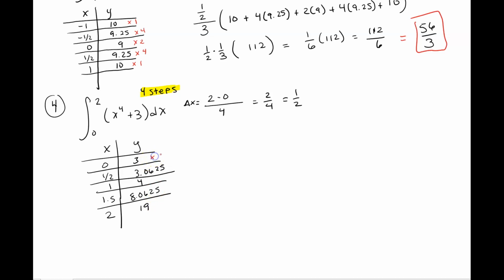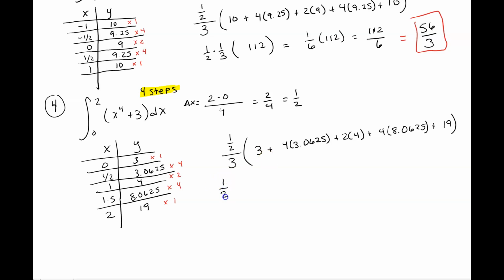So the first value is going to get multiplied by 1, the second one by 4, the third one by 2, the fourth one by 4, and the last one by 1 again. And so we take our delta x, 1/2, and we divide it by 3. We multiply it by the sum of 3 plus 4 times 3.0625, plus 2 times 4, plus, let's see, 4 times 8.0625, plus 19, okay, just like that.